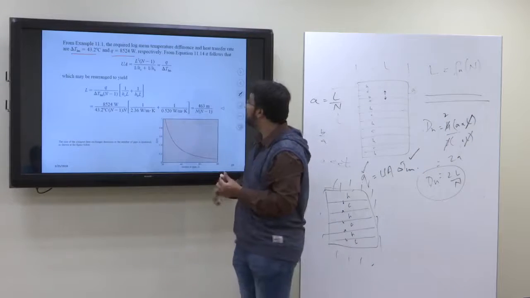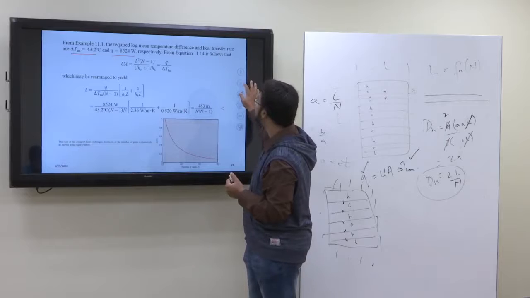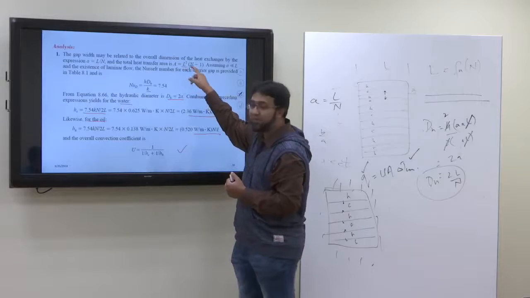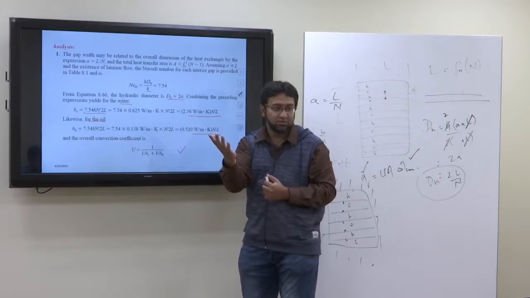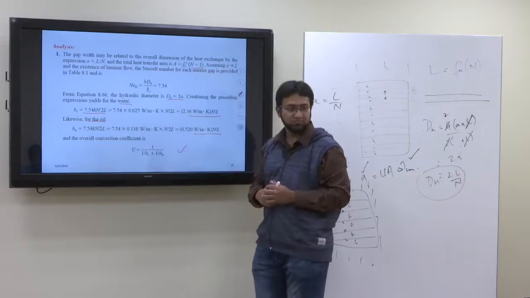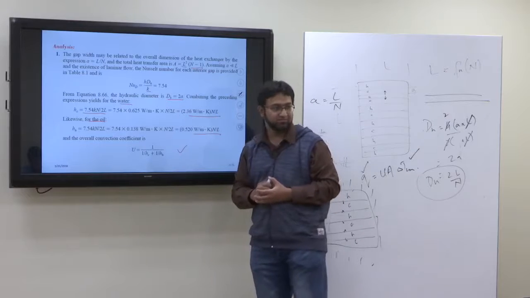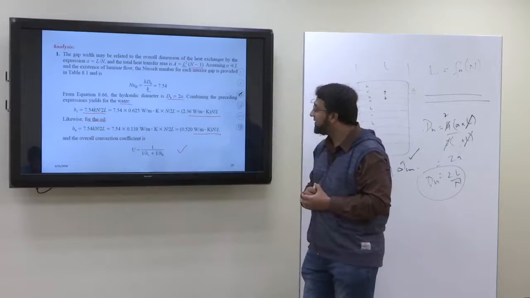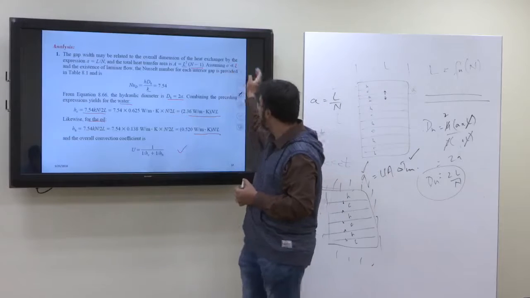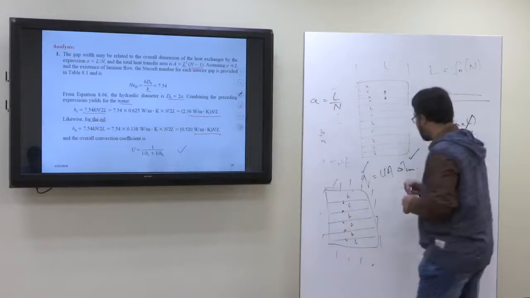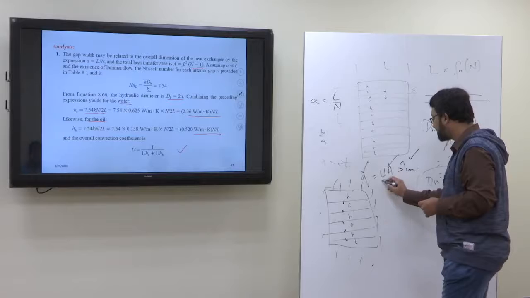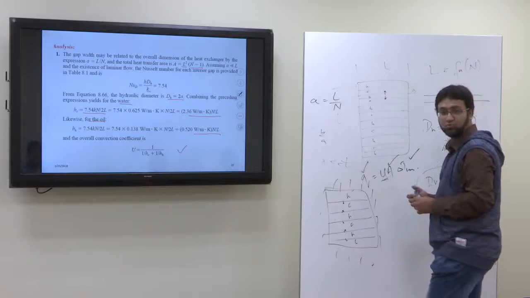So area will be what? Area will be L square multiplied by number of plates. Number of plates is number of gaps minus 1. Is it clear? So now we know A. So now we know all the terms in here. We know A, we know delta T Lm, we know Q. Let's talk about U.